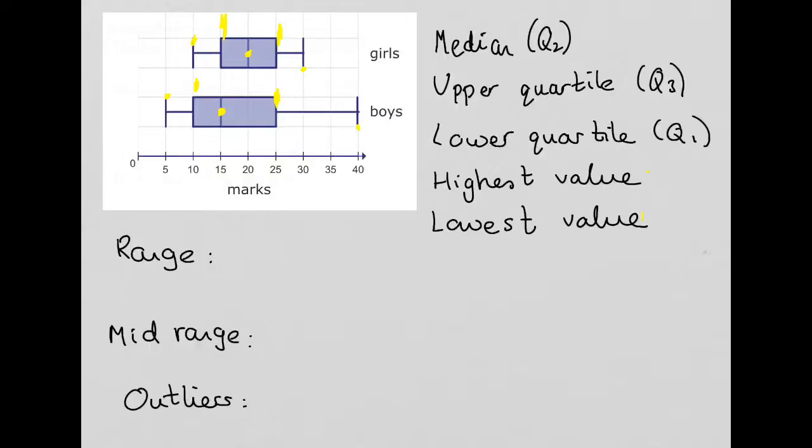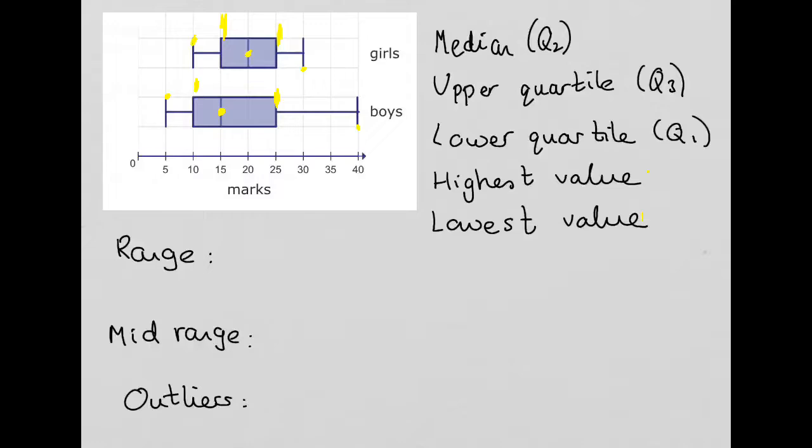So then you can tell a lot about the data. The girls have got a higher median, so this could suggest that the girls did better in this test. I'm not quite sure what it is. Let's imagine it's a maths test. You could argue that the girls did better because they had a higher median. You could also argue maybe the boys did better because the boys got the highest mark overall. However, that could just be one boy. We don't know. And it was one of the boys who also got the lowest mark.